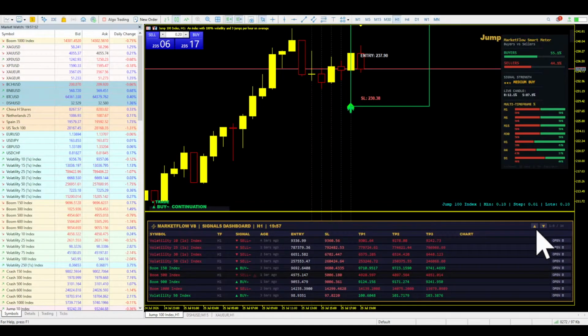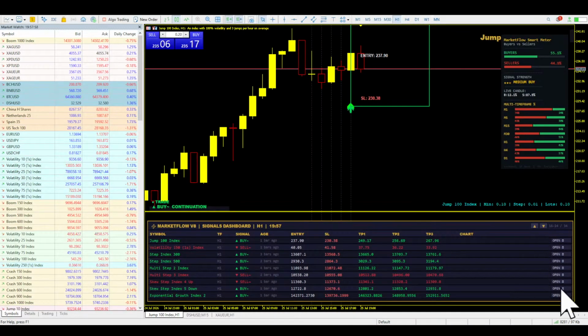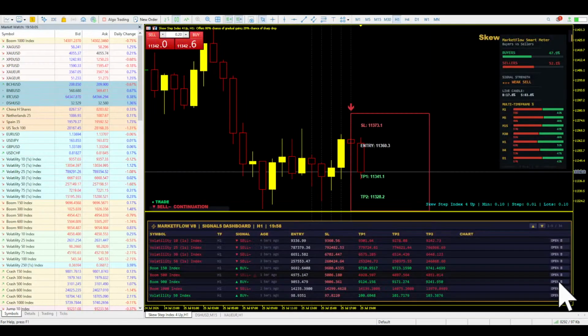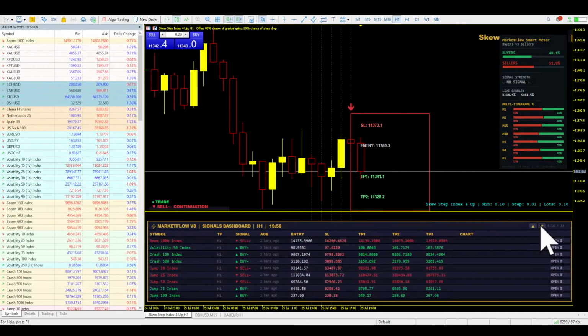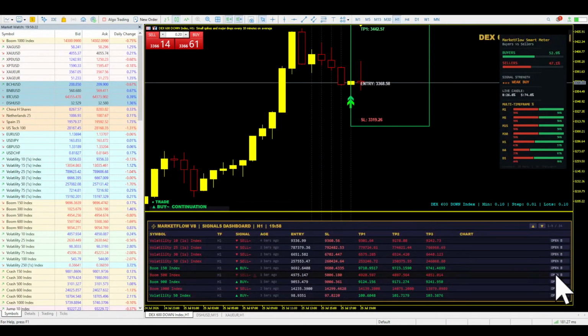Okay, a bit of a stalemate. We're moving past. We're looking for 20% lead. Let's go for skew step index. Did we look at that? Guys, remind me. Skew step index 4 up. Hey, these funny names, bro. Okay, we're almost at TP1. Let's see if we can find a trade which we can still ride for TP1. Okay, so let's keep going. Let's look at DEX 600.